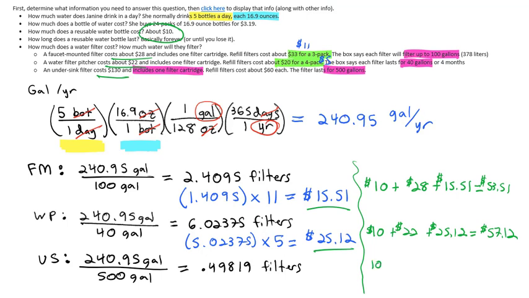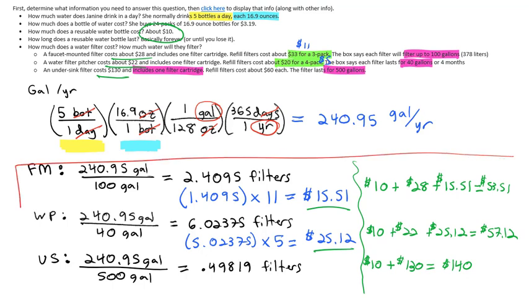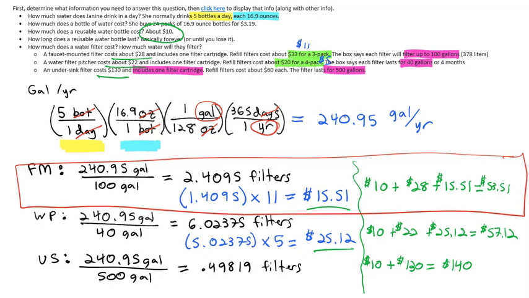For under the sink, $10 for the pitcher, or the water bottle, $130 for the install. That's pretty high. And no filters required, which means the total price here is just going to be $140, but still much higher than the rest. So it's really clear. The best option for us is the faucet mount.